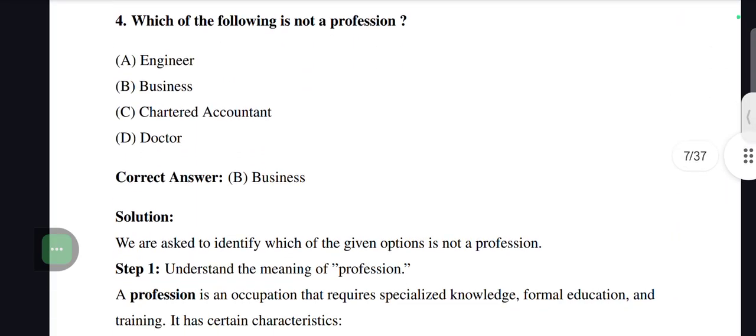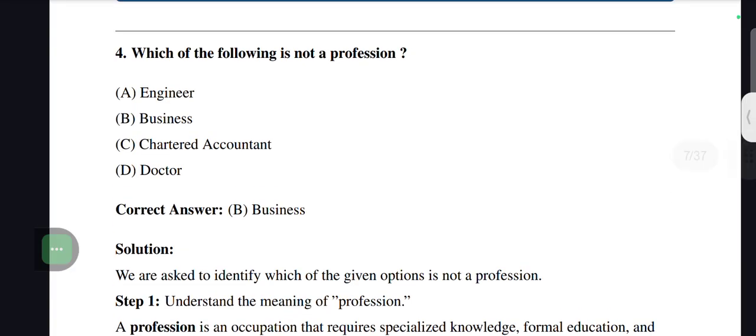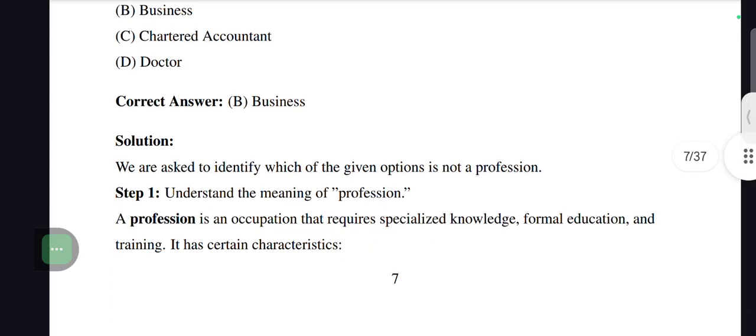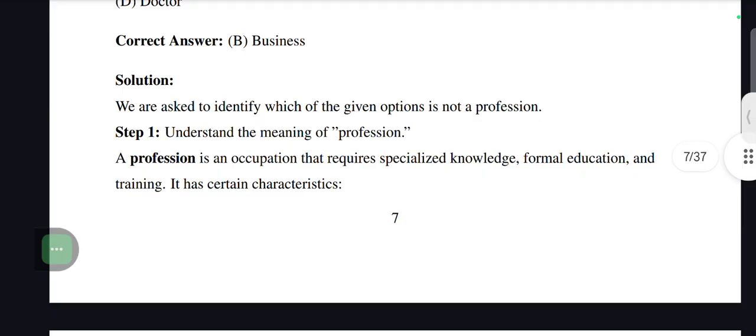Okay. Next, which of the following is not a profession? Engineer, business, chartered accountant, doctor. So, profession refers to an occupation that requires specific knowledge, formal education and training, for getting some occupation. That is what is meant by profession. What is the definition of profession?